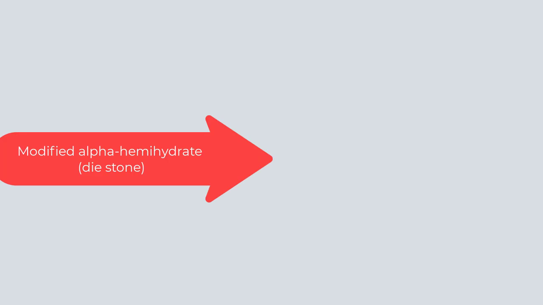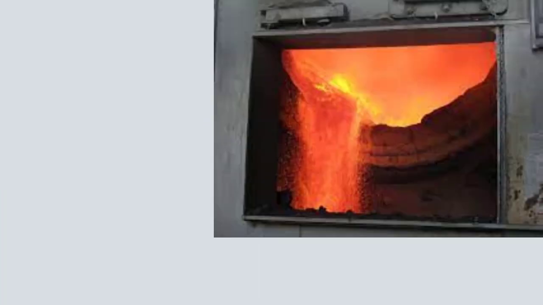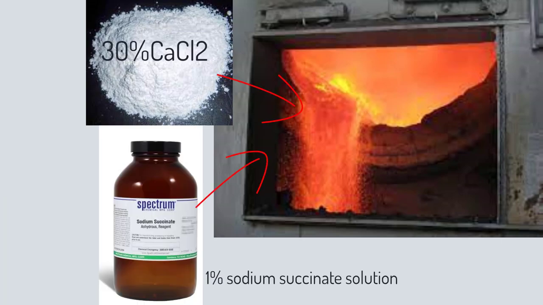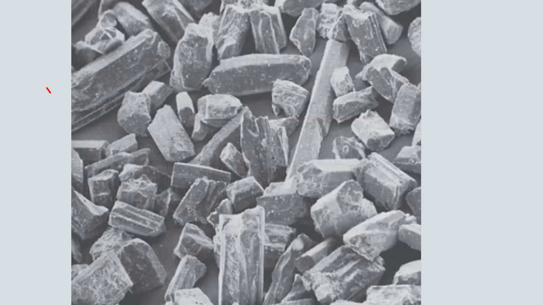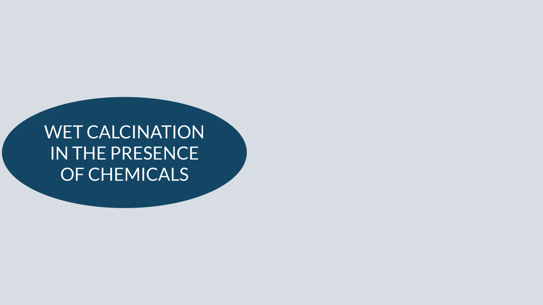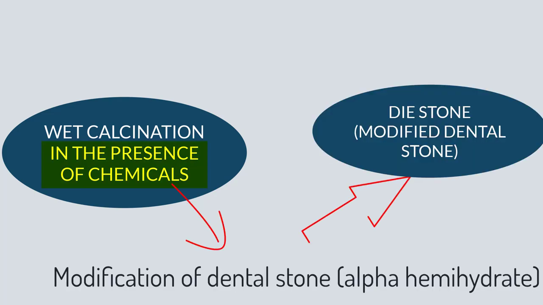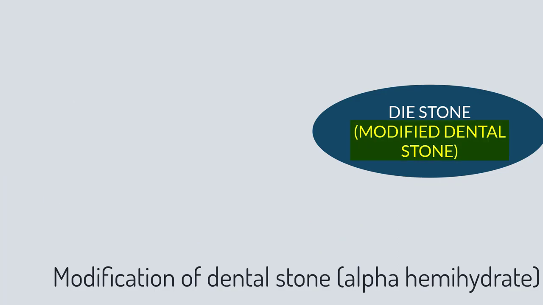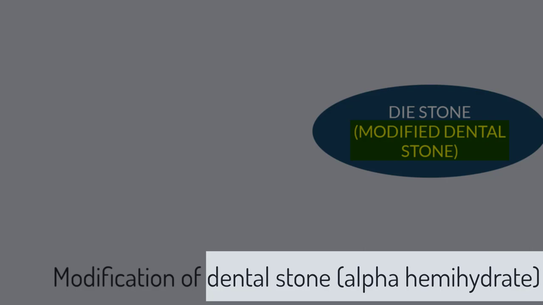Now there's a next modification too, which produces a modified alpha hemihydrate or a die stone. If the calcination process occurs under pressure in the presence of 30% calcium chloride or 1% sodium succinate solution, then the resulting hemihydrate crystals will be shorter and thicker than those produced plainly by wet calcination in a closed container or in the presence of steam, let's say. And the product is called the modified alpha hemihydrate or die stone. So basically, it's a wet calcination itself, but the product obtained is different due to different chemicals used, and hence it's called a modified alpha hemihydrate or a modified dental stone, since dental stone means alpha hemihydrate, right?